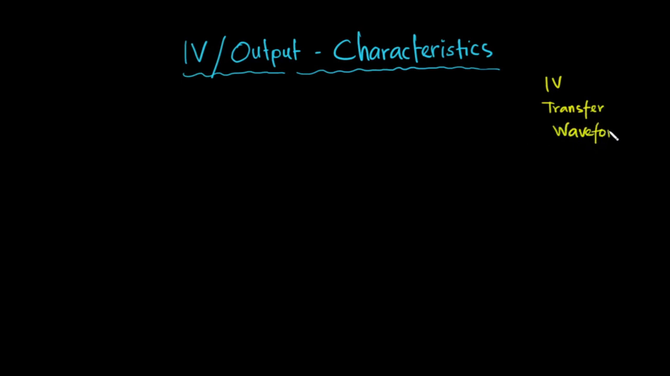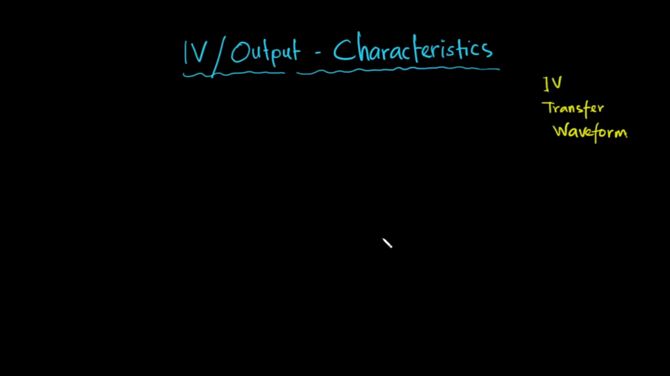Like you drew for half wave or full wave rectifiers or clippers and clampers, what the input signal looks like and what the output signal looks like. Until now for transistors we have been drawing the transfer characteristics. What is the IV characteristics of a transistor?